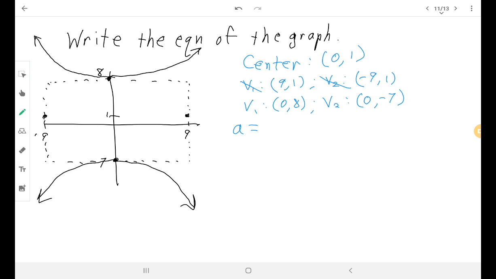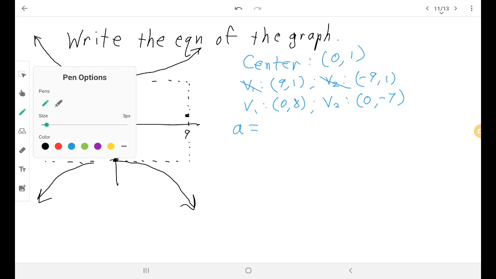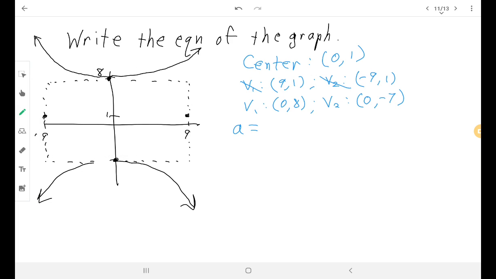But I believe I must have drawn this incorrectly. That must have been a 6, right? That's the only way that can work. I apologize again.